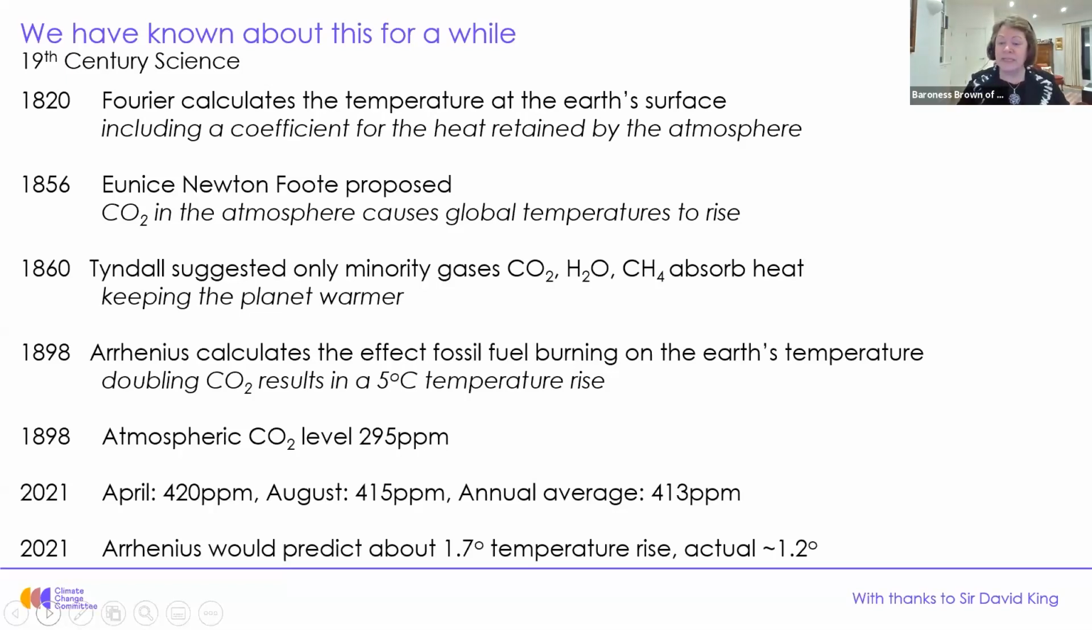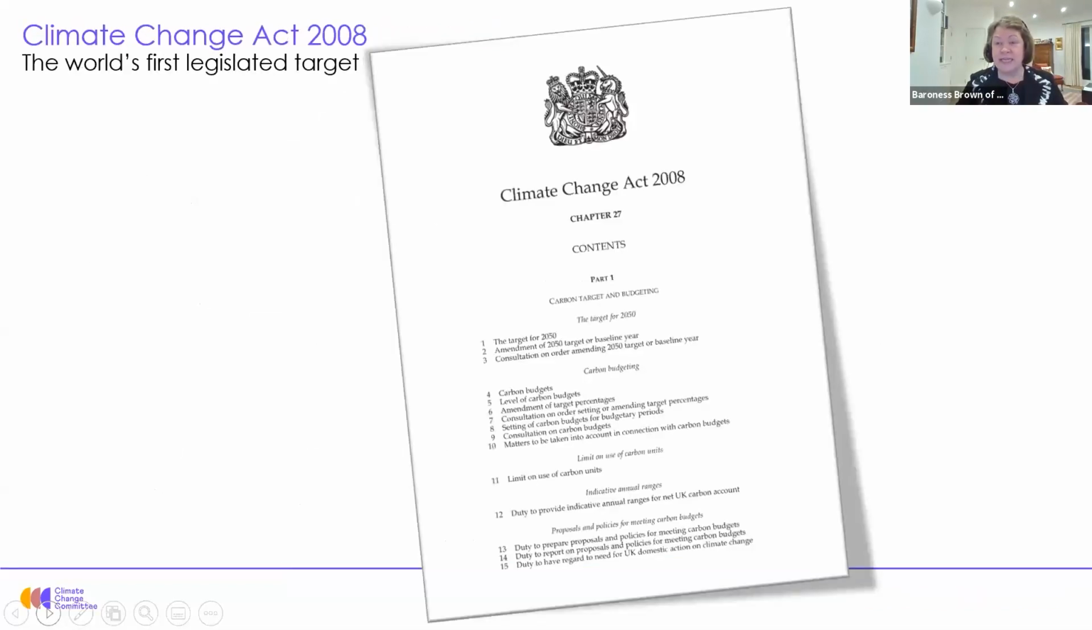So we've known about this for a very long time, but it took until 2008 for the UK to become the first country to legislate for the emissions reduction we were going to deliver. So in the Climate Change Act passed at the end of 2008, we legislated to reduce our emissions by 80% based on a 1990 baseline by 2050. And that was a global first. Fortunately now, many other countries have followed in our footsteps.